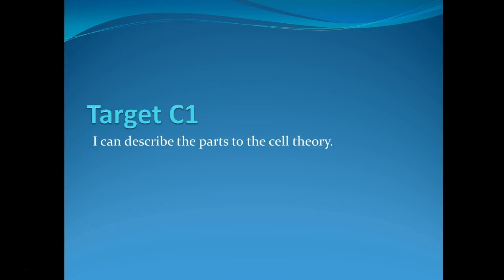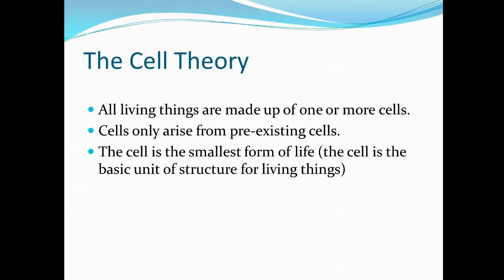This is going to be pretty fast because there are only 3 parts to the cell theory. And here they are. All living things are made up of one or more cells. That should sound familiar to you as one of the characteristics of all living things, right? Cells can only arise from pre-existing cells. So if you see a cell, it had to have come from another cell.